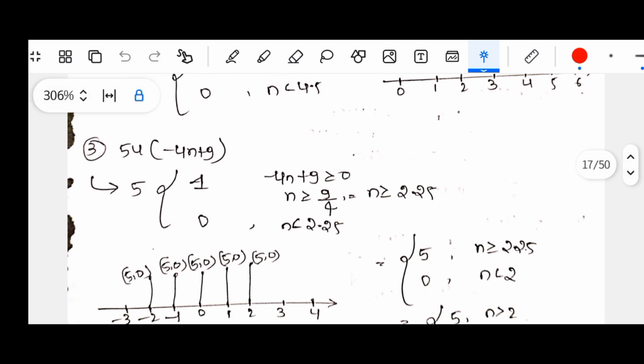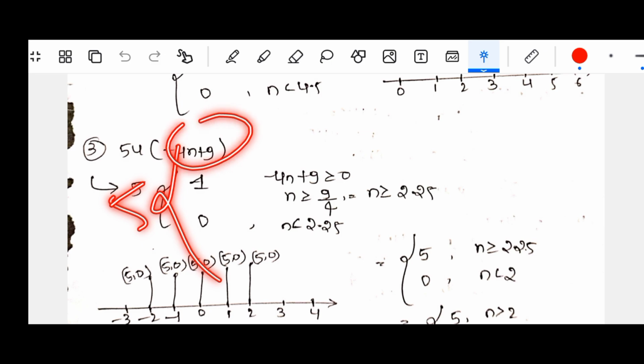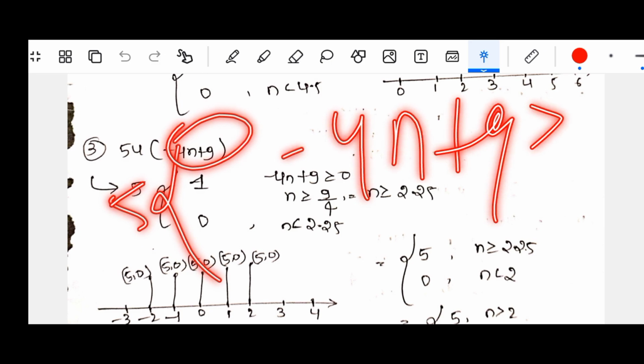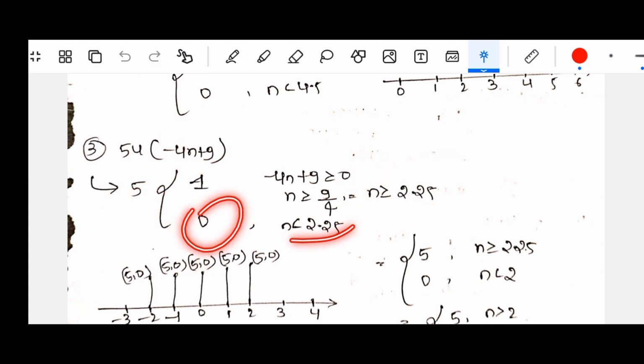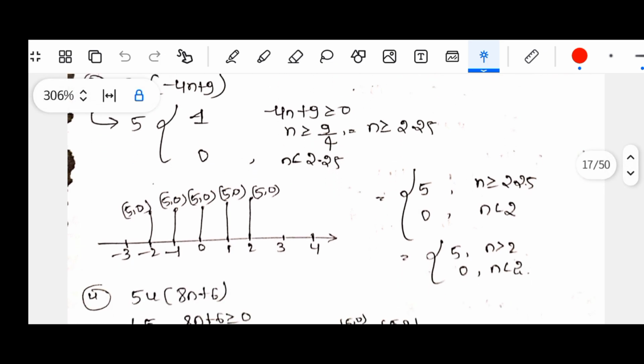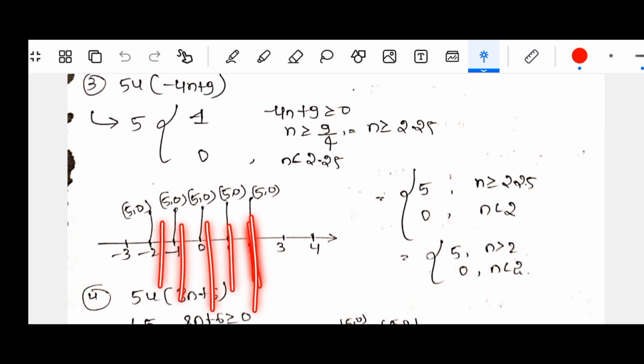Next, 5 into u of minus 4n plus 9. Take 5 outside. Solve this equation by putting minus 4n plus 9 greater than or equal to 0. So the value will be n less than or equal to 2.25. At 0 it will be n greater than 2.25. So let's plot this. It is starting from 2.25, positive 2.25. So we will take 2, 1, 0, minus 1, minus 2, minus 3.